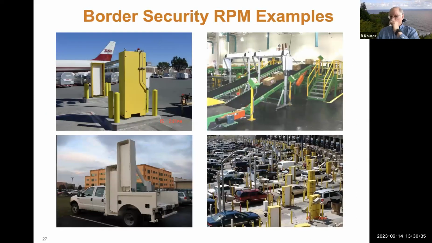Here are some other examples of such portal monitors deployed. Here's an airport where cargo containers are screened before they go on airplanes. Here's a package facility where packages on a belt are screened by these portal monitors shown above the belt. We built some mobile portals that can be used for temporary deployments. And shown here are permanent deployments, this being San Ysidro coming into California, where there are over 30 lanes of portal monitors present for all these vehicles crossing into the US.